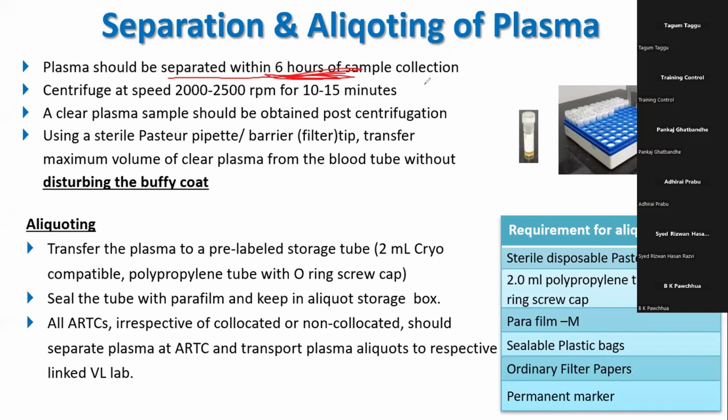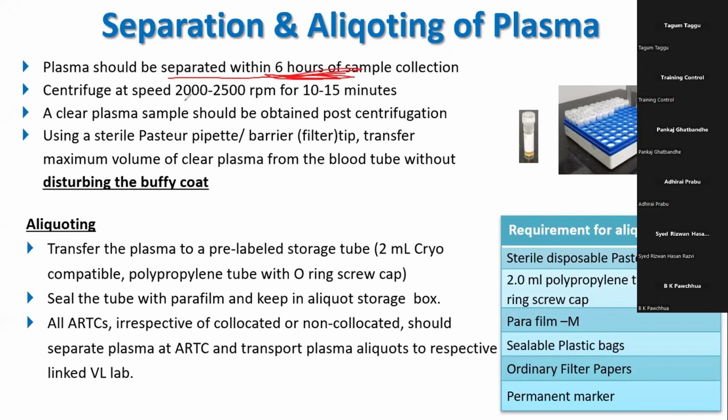Within 6 hours, if you have not separated the whole blood, that will lead to RNA degradation, and it will give you a false result. It will generate a copy number, or it will generate a TND, but that cannot be relied upon, because the stability of RNA will be lost after 6 hours of blood collection.